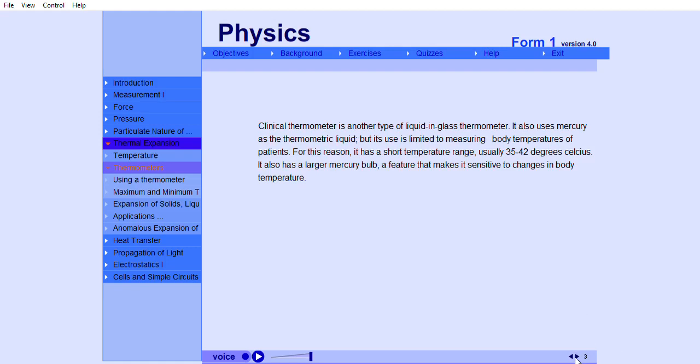Clinical thermometer is another type of liquid in glass thermometer. It also uses mercury as the thermometric liquid, but its use is limited to measuring body temperatures of patients. For this reason, it has a short temperature range, usually 35 to 42 degrees Celsius. It also has a large mercury bulb, a feature that makes it sensitive to changes in body temperature.